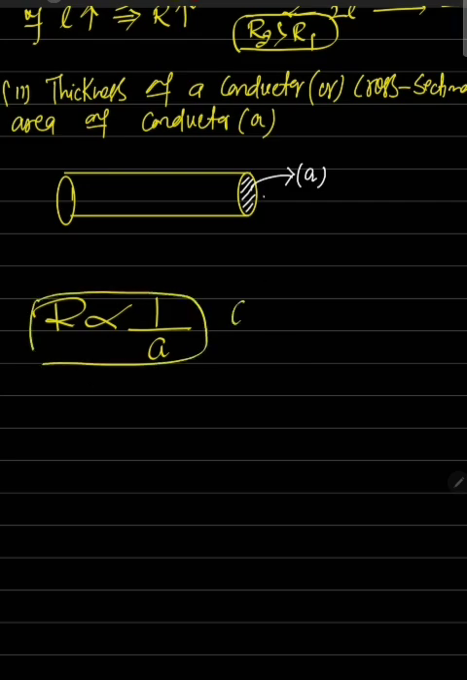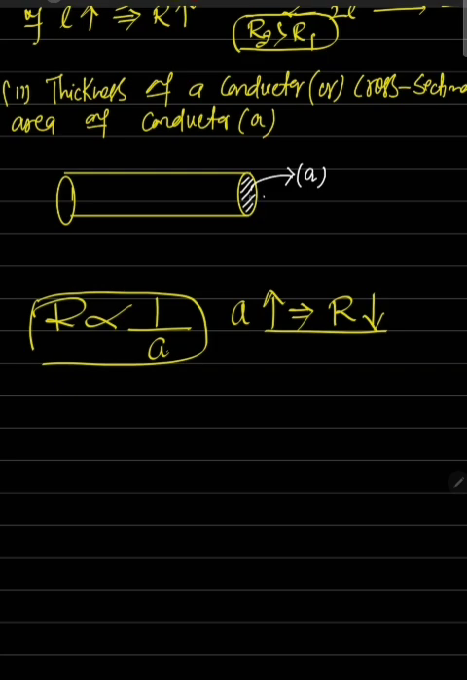Whenever we increase the cross-sectional area or thickness of any wire, its resistance is going to decrease, because this one is in the denominator. So whenever we increase the value of the denominator, the value is going to decrease. That one is inversely proportional. So the wire which is thicker will offer less resistance, and the wire which is thinner will offer more resistance. Now, what is cross-sectional area?